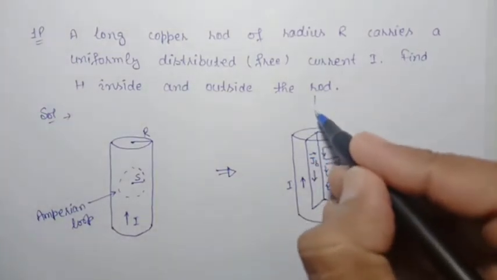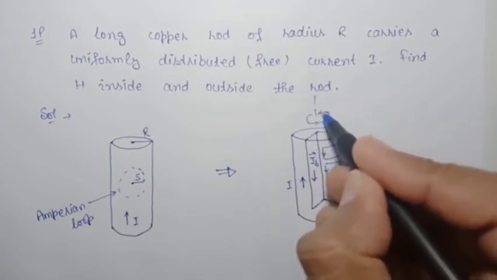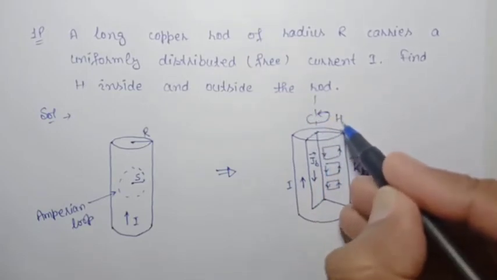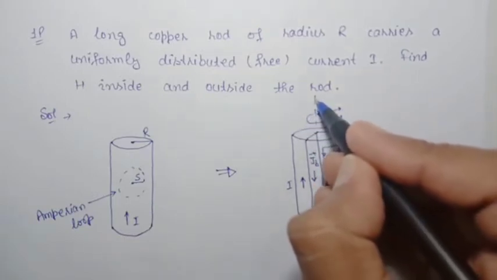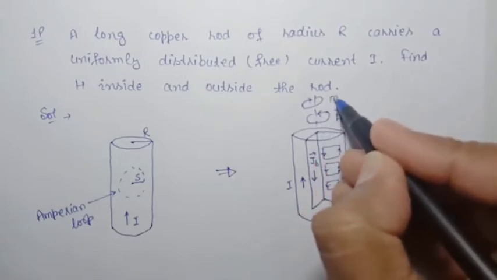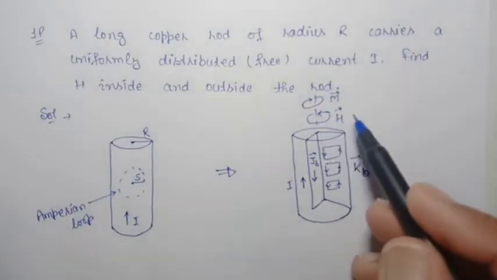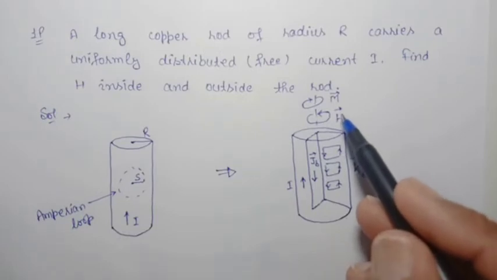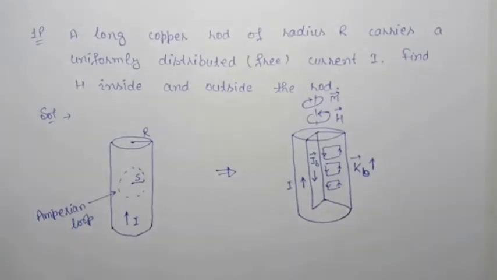Further, this is the direction of H, the auxiliary field, and this is the direction of M, that is magnetization. Because again copper is a diamagnetic material, the direction of magnetization is opposite to that of the auxiliary field. So this is related to the direction.